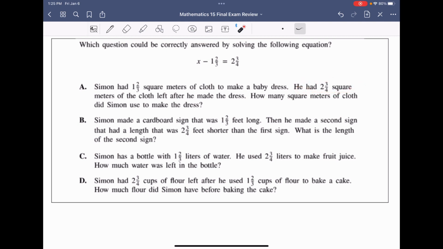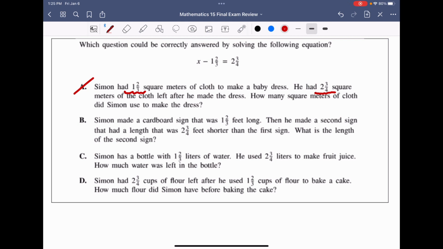Well, here's a big error that goes on with this. They say that this is the amount that Simon had to use, 1 2/3, but then he had 2 3/4 left. That means he has more material at the end than he did at the beginning. That can't be true.